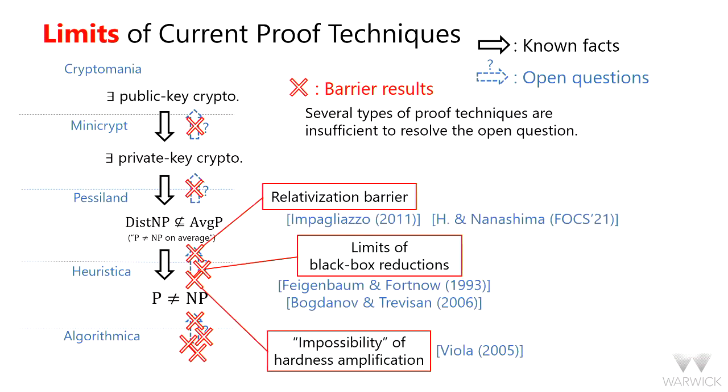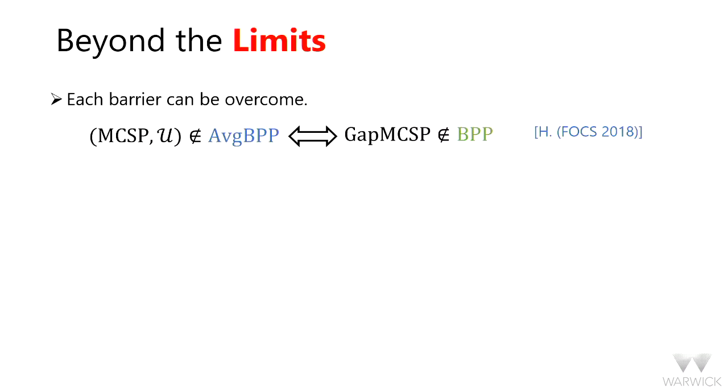And in order to eliminate Heuristica, we also have barriers. So we need to come up with new proof techniques which simultaneously overcome the relativization barrier, the limits of black-box reduction, and the impossibility of hardness amplification. Over the last five years, I have been trying to go beyond these limits. And the conclusion of what we have now is that for each barrier, you can actually go beyond the limits of the proof techniques.